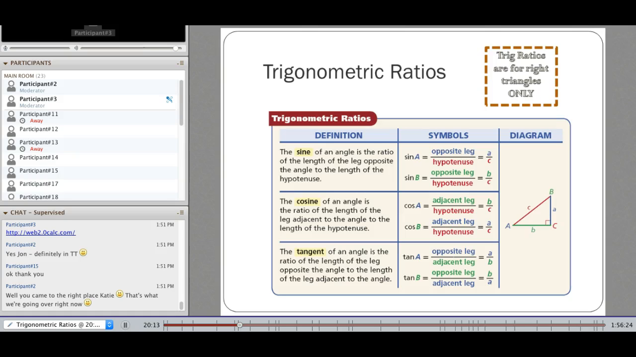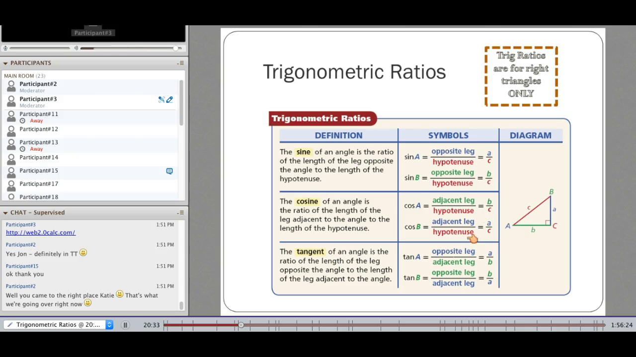Okay. So here are the 3 trig ratios that you guys need to know. Sine, cosine, and tangent. And I'm sure you guys have probably heard of these before. Did these in pre-algebra a little bit. Algebra 1.